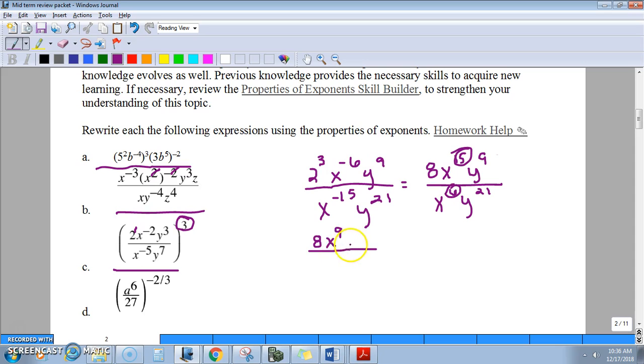And then it's going to work the opposite way. Since I have more y's on the denominator, they're going to stay there. And 21 minus 9 is 12. So it's going to be y to the positive 12th down here. Okay? And I think that's the most I can do for that one.